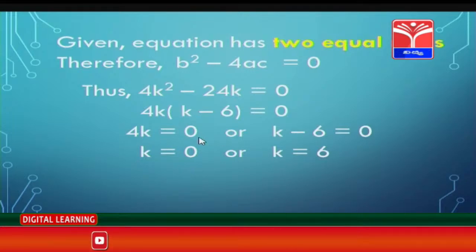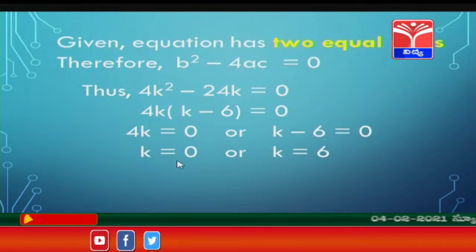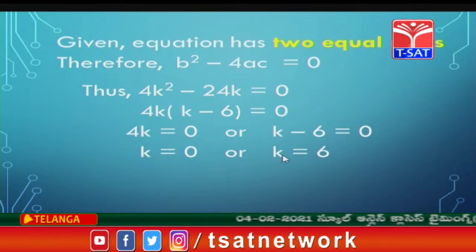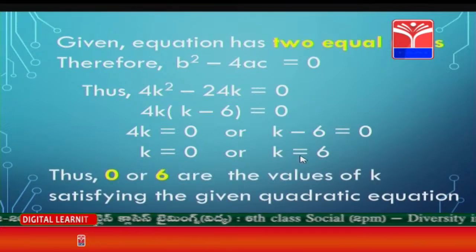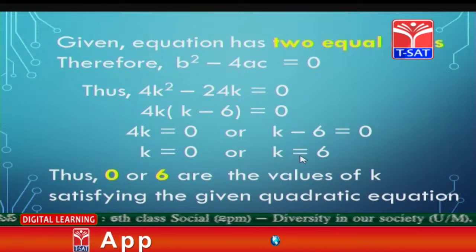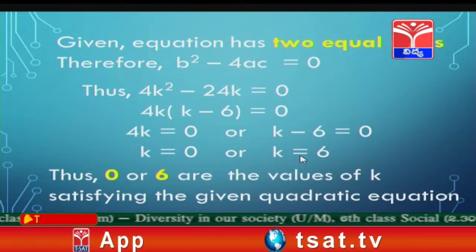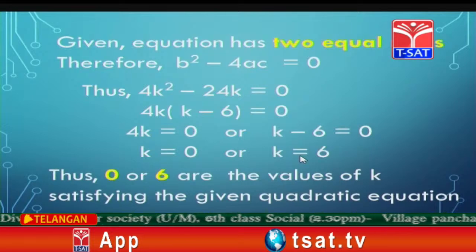When 4k is equal to 0, k is equal to 0, or when k minus 6 is equal to 0, k is equal to 6. Thus, 0 or 6 are the values of k satisfying the given quadratic equation.